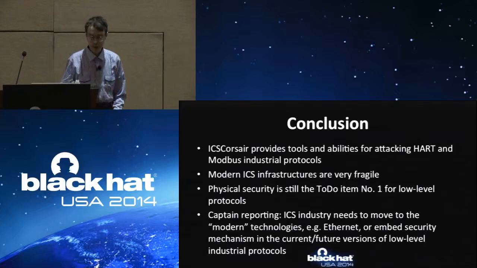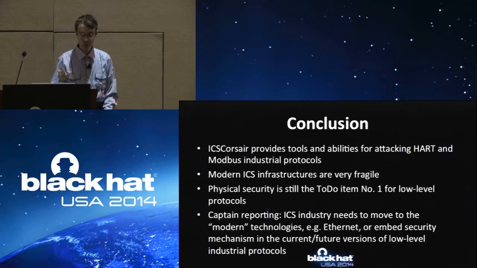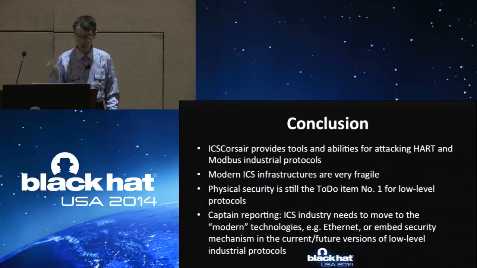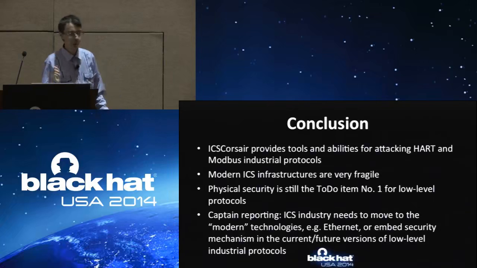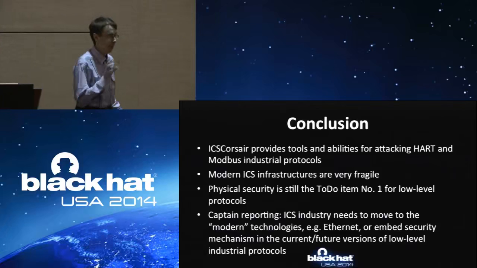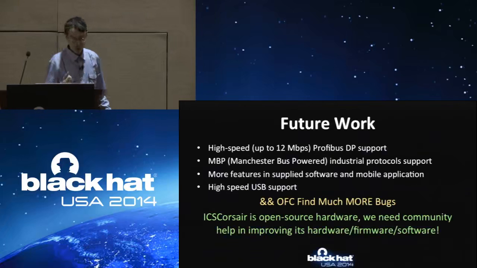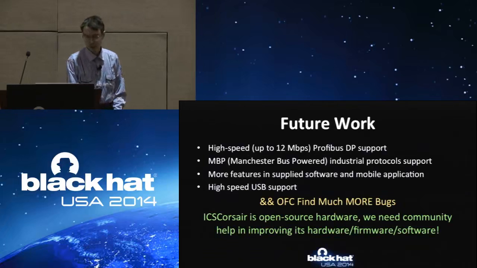Modern ICS infrastructures are very fragile on the low-level protocols, and physical security should be to-do item number 1. Also, Captain Obvious is reporting that the ICS industry needs to move to modern technologies, for example, Ethernet, or embed security mechanisms in the future versions of low-level industrial protocols, or make some specific hardware and software to prevent such types of attack. The future work to do is shown on the screen.